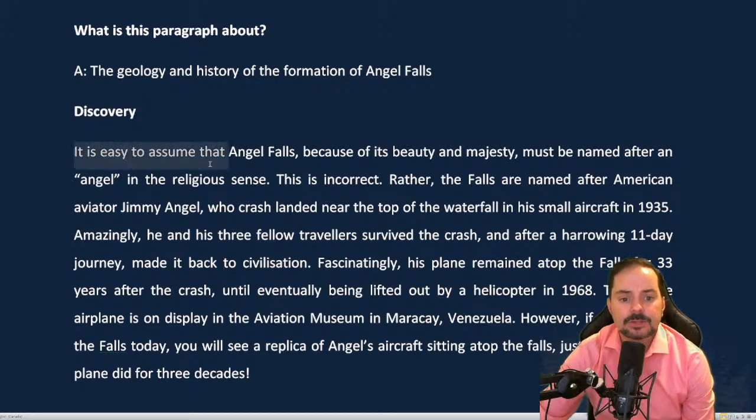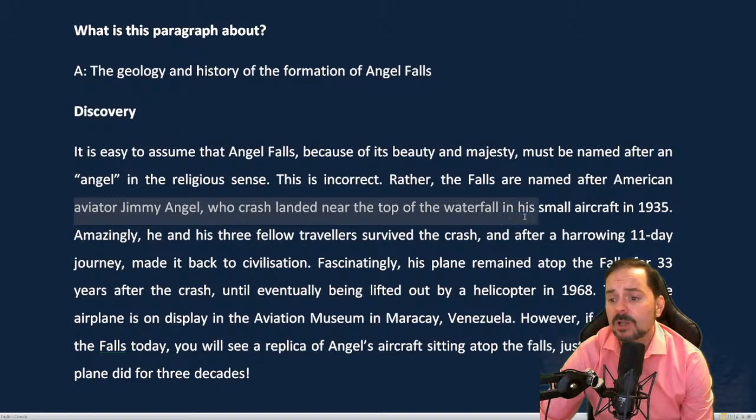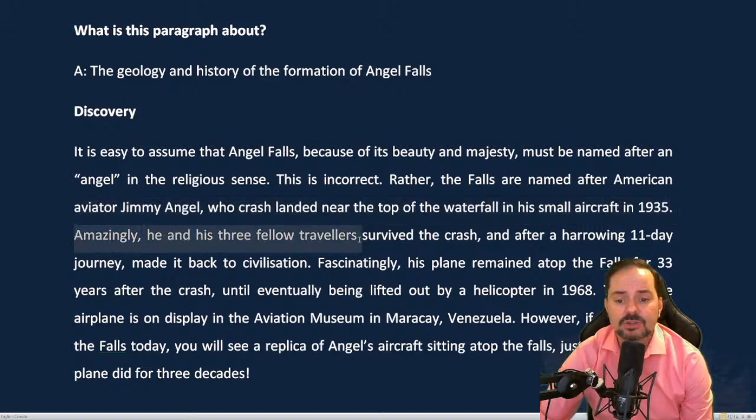It is easy to assume that Angel Falls, because of its beauty and majesty, must be named after an angel in the religious sense. This is incorrect. Rather, the falls are named after American aviator Jimmy Angel, who crash-landed near the top of the waterfall in his small aircraft in 1935. Amazingly, he and his 3 fellow travelers survived the crash, and after a harrowing 11-day journey, made it back to civilization.